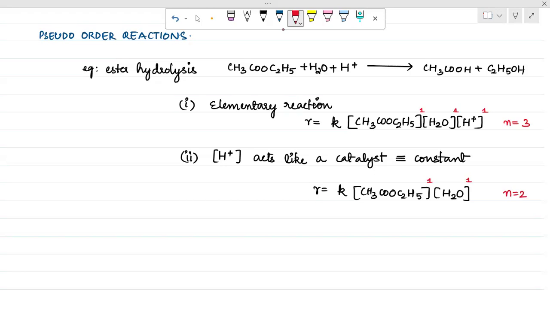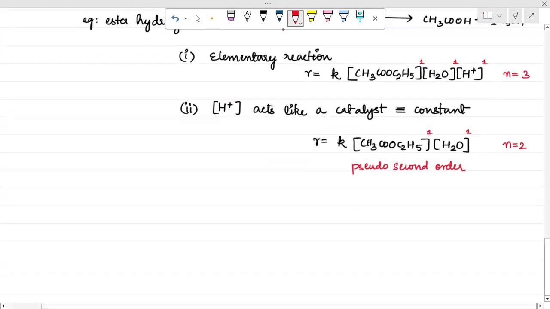Now this is a pseudo-order reaction. This is called pseudo second order reaction. It is pseudo. Pseudo means false. It's not actually 2. We have taken a particular assumption that H plus is constant and it has become 2. So it is a pseudo order reaction.